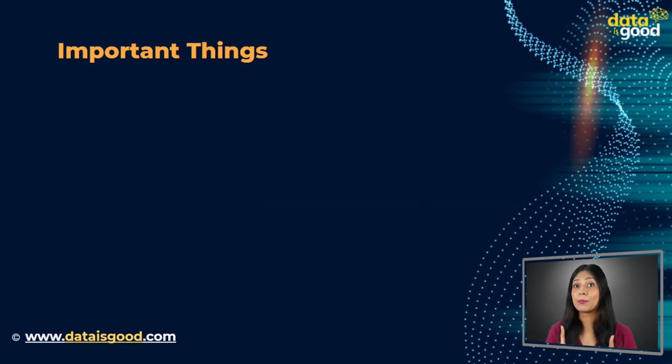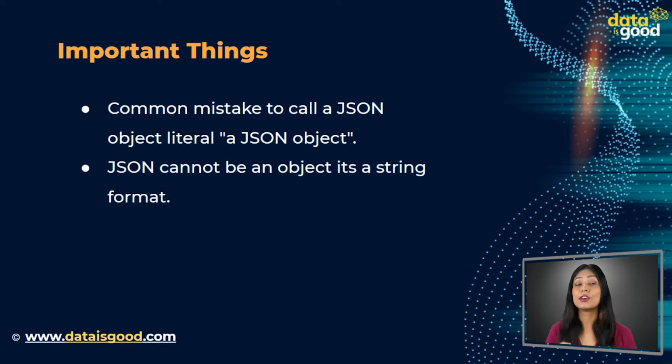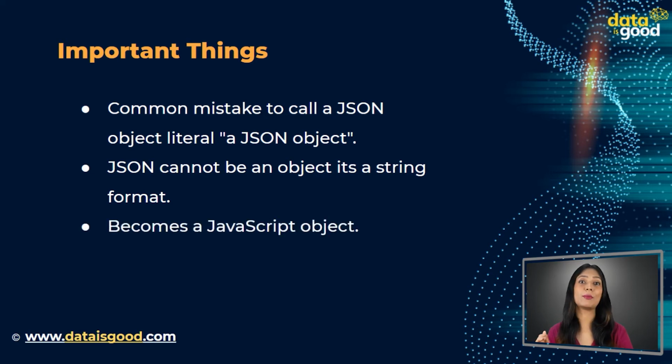First of all, the important thing that you should keep in mind is that it is a common mistake to call a JSON object literal a JSON object. JSON cannot be an object. JSON is a string format. The data is only JSON when it is in a string format. When it is converted to a JavaScript variable, it becomes a JavaScript object.